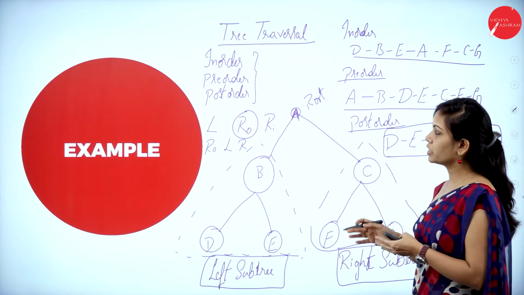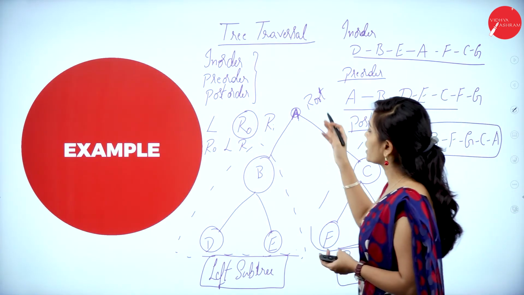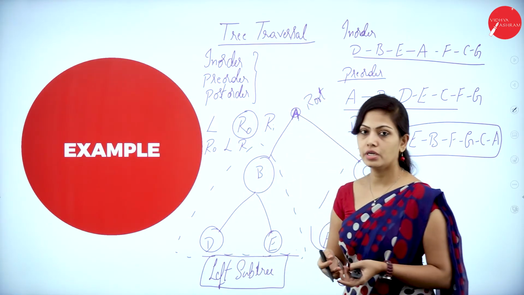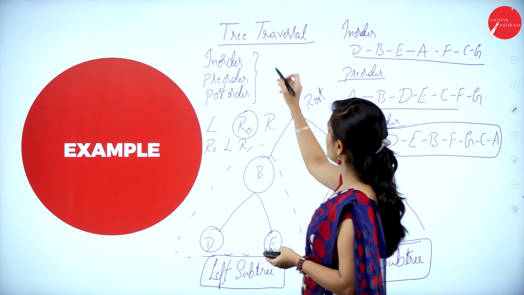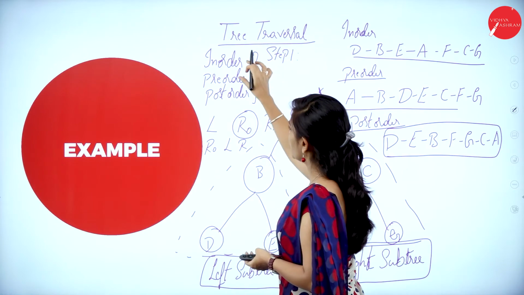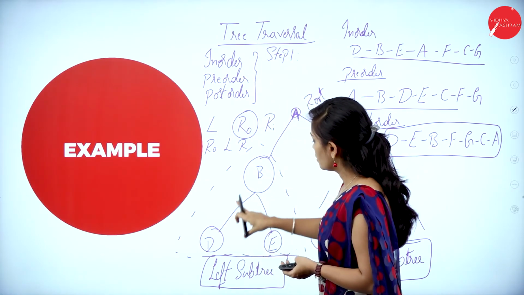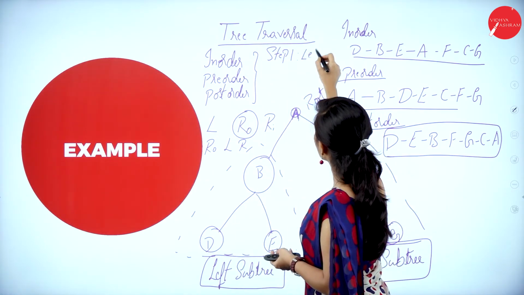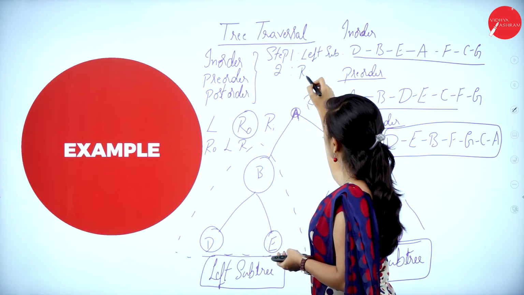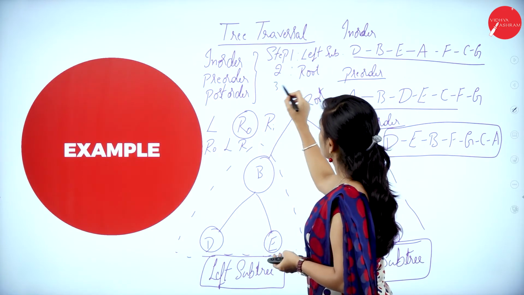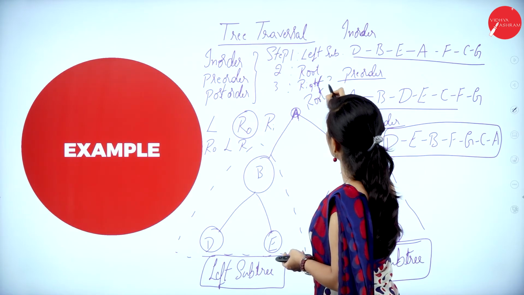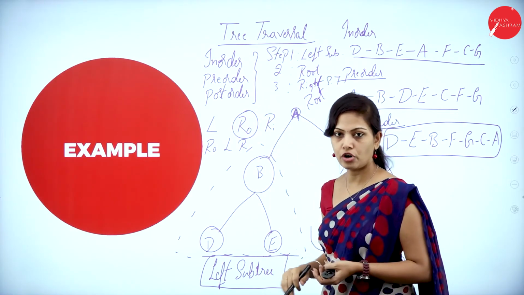For this question, you can expect the algorithm also. Write the algorithm for in-order, and the algorithm for post-order and pre-order. So how to write the algorithm? For in-order, step 1 is the left subtree, step 2 is the root in the middle, and last is the right subtree. Clear? This is in-order.